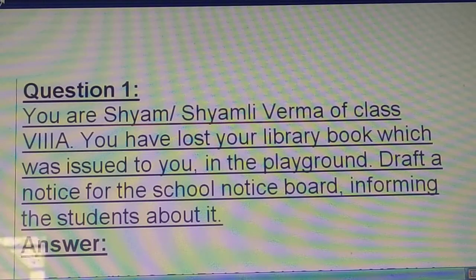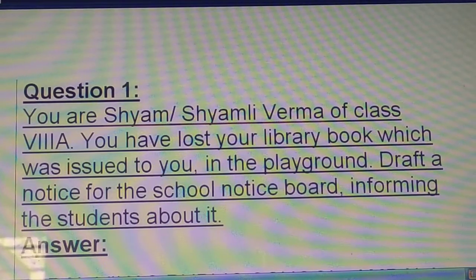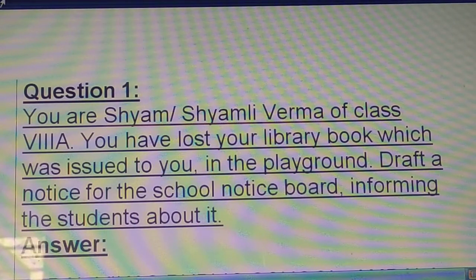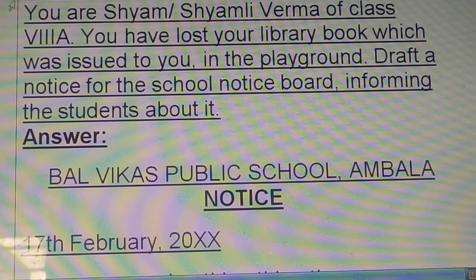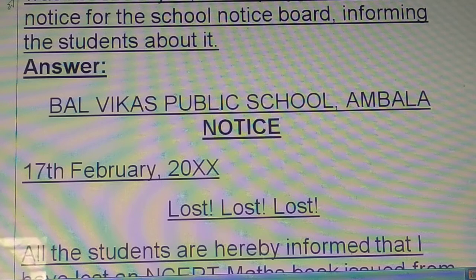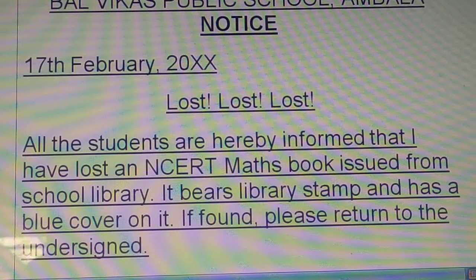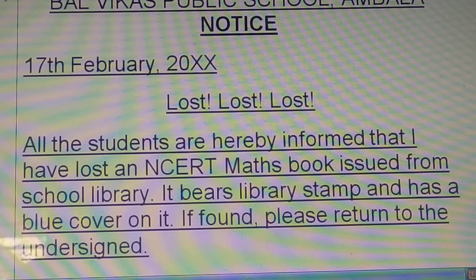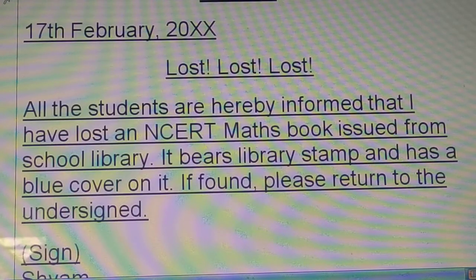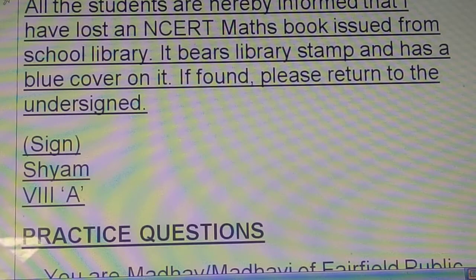Okay, now a few more examples. You are Shyamali Verma of class 8A. You have lost your library book which was issued to you in the playground. Draft a notice for the school notice board informing the students about it. Let's have a look at the answer. Name of the school, Ambala. Notice, date, lost. All the students are hereby informed that I have lost an NCERT maths book issued from the school library. It bears a library stamp and has a blue cover on it. If found, please return to the undersigned. So who's the undersigned? Shyam of 8A.